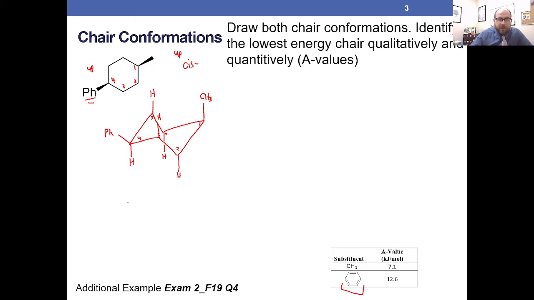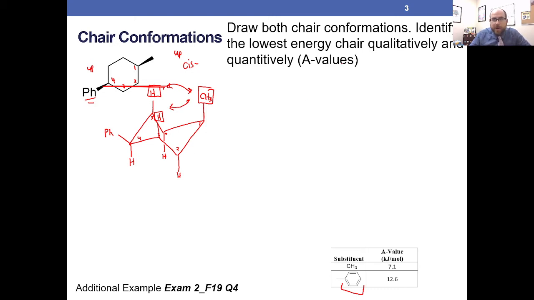Now what I'm going to look for are my 1,3 diaxial interactions, which are making my chair less stable. So my two substituents that I have are my methyl group and my phenyl group. And my methyl group is the only one that is in the axial position. So that's the only one that can do those 1,3 diaxial interactions. And they're going to be interacting with the axial positions that are also up. So as we've drawn here, the hydrogen at carbon 3 and the hydrogen at carbon 5. So here are my two 1,3 diaxial interactions.